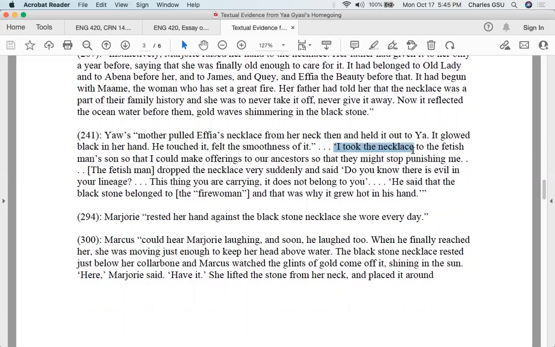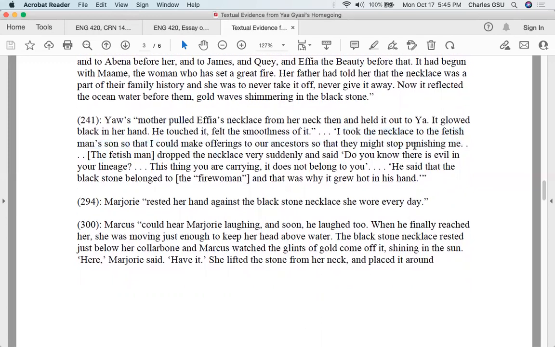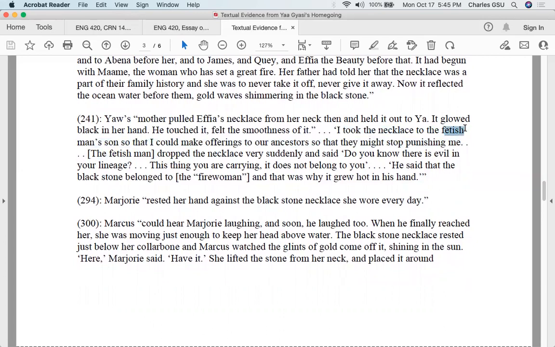"I took the necklace to the fetish man's son." In tribal Africa, there was something called a fetish, or feitiço, as the Portuguese called it, which is where we get the word. It really meant something you wore on or around your neck, like a pendant or amulet, to ward off evil spirits, right? And you could say that's what's going on here with the necklace, at least for Marjorie and other people.